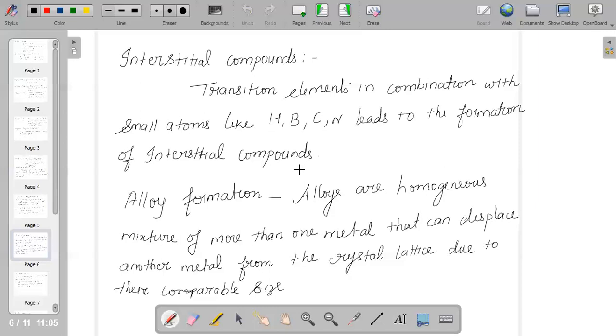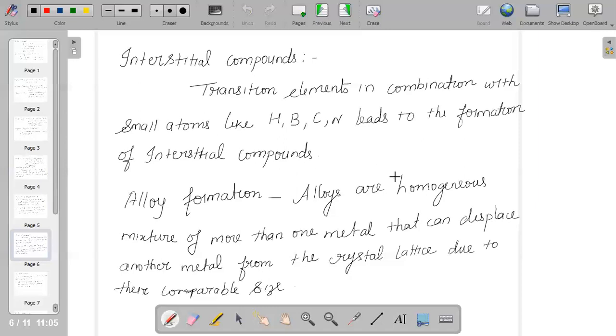And the interstitial compounds which are formed will actually be chemically inert, having higher melting point compared to other pure metals. It will have a very high melting point compared to the other metals. And these compounds are basically hard and tough, and it keeps metallic conductivity. And also the d block elements are helpful in the formation of alloys.